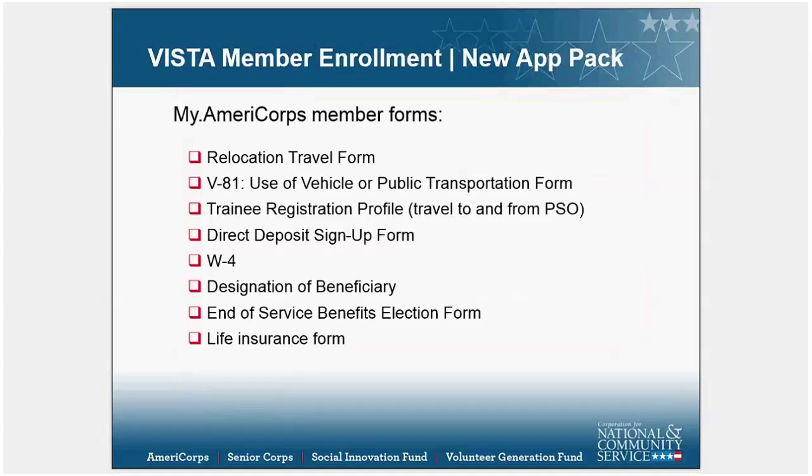So really what's important for you guys to recognize with these forms is that they're pretty key. They relate to getting that member signed up for service, and relate to their living allowance, their benefits, and their travel. So the sooner the members complete these forms, the easier it is for the VMSU to review their travel requests and get their travel approved and get them signed up for PSO.